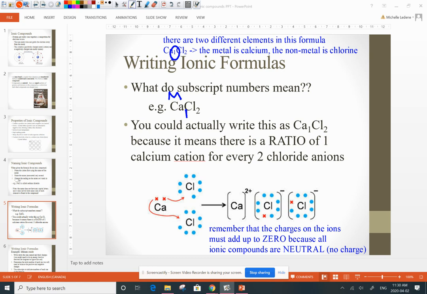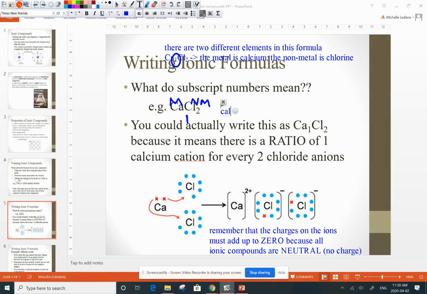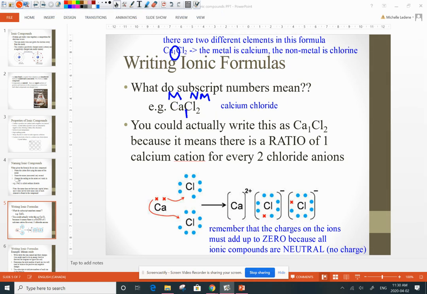It just means if there's no number there, you know there's just one of them. So our metal is calcium, and then our non-metal, the element, the atom, is chlorine. But remember that the name changes, and we are going to call him the chloride ion. So we have two different elements, calcium and chlorine, and we would name this guy as calcium. That's the name of the metal, and the chlorine becomes chloride. Okay, so we would name this calcium chloride.